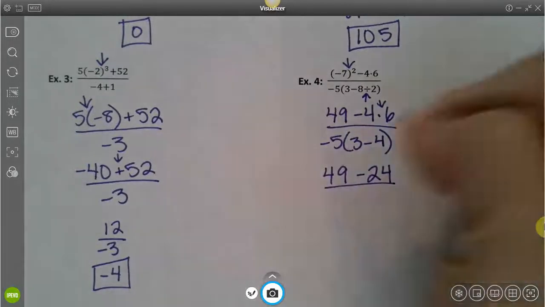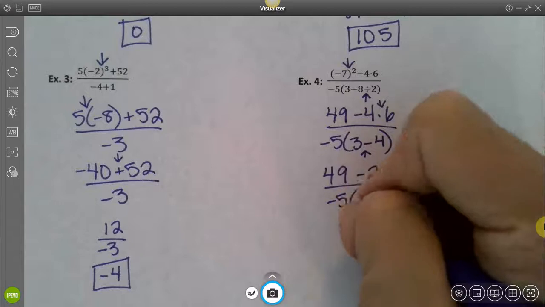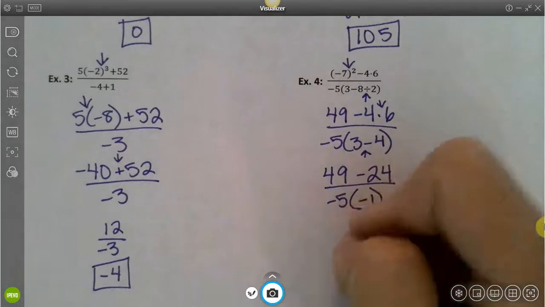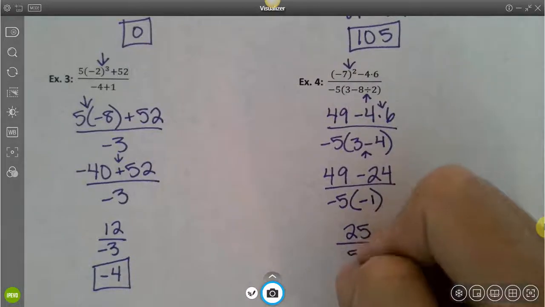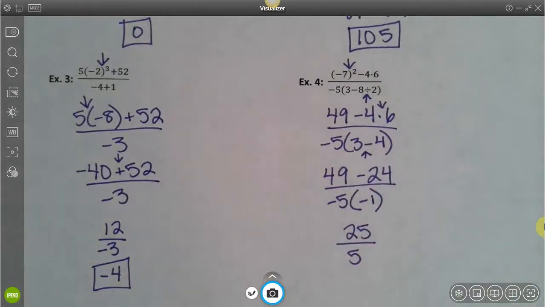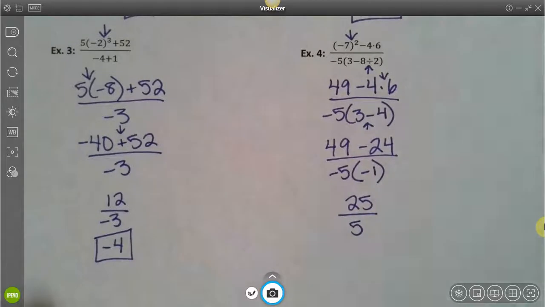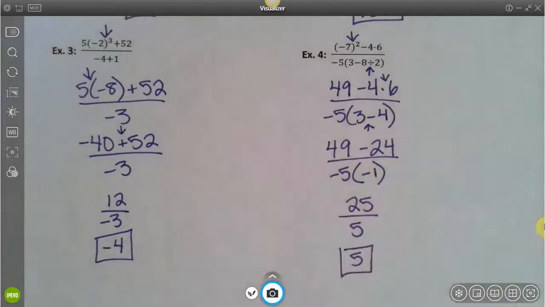And in the denominator, I want to finish out my set of parentheses. Negative 3, or 3 minus 4, gives me negative 1. And then I can do the subtraction in the numerator. 49 minus 24 gives me 25. And I can do the multiplication in the denominator. Negative 5 times negative 1 gives me positive 5. And then my last step is going to be to divide. 25 divided by 5 gives me a final answer of 5.